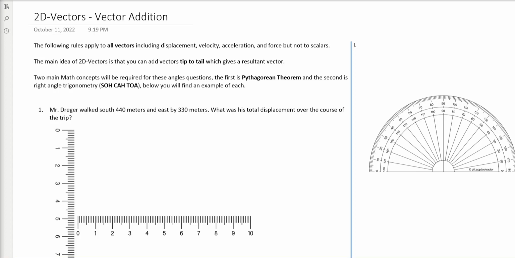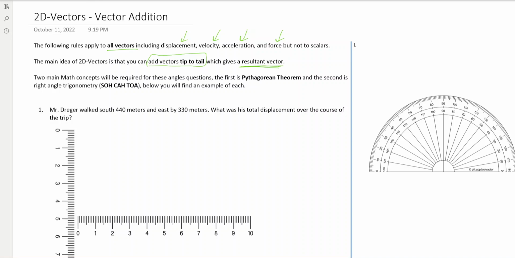First of all, looking at these rules here, these rules apply to all vectors, including displacement, velocity, acceleration, force, but not to scalars. So not to distance, speed, but yes, to vectors. And there are more vectors than just these, and we're going to talk about those during this unit. The main idea of 2D vectors is that you can add vectors tip to tail, which gives a resultant vector. So you have two different vectors that you add tip to tail, and you get a resultant vector.